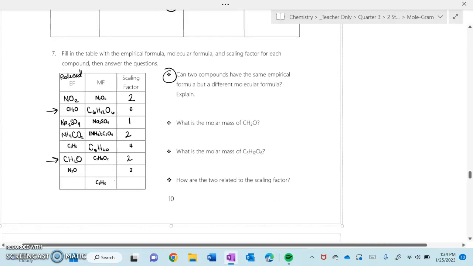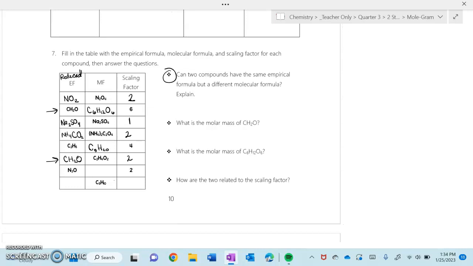Let's finish our box and then we'll look at these last 2 questions. N3O2 with a scale factor of 2 will give us N6O4. And lastly, C5H10, we can pull out 5, so CH2. Look, we have another one with a different scale factor. So all 3 of those have the same empirical formula, but they have a different true molecular formula.